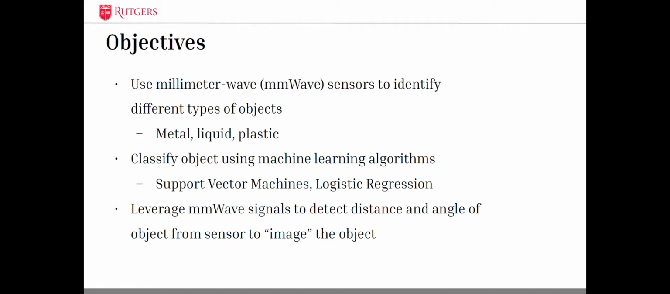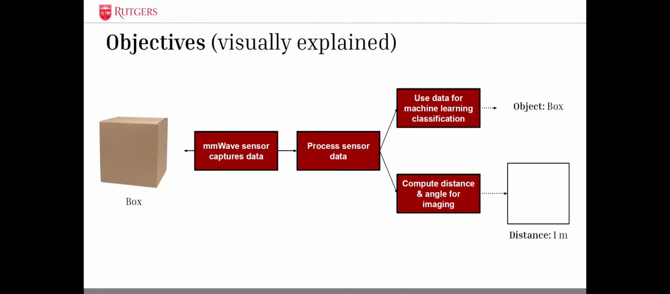We want to use the millimeter wave sensors to identify different types of objects such as metal, liquid, plastic, cardboard, etc. We also want to classify these objects using different machine learning algorithms, such as support vector machines or logistic regression. And we can also leverage these signals to detect both distance and angle of the object from the sensor, and this will effectively allow us to image the object, or get an idea of what it looks like, and get a depth perception and that sort of information.